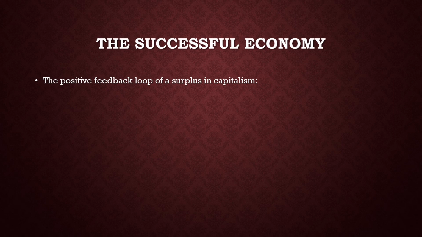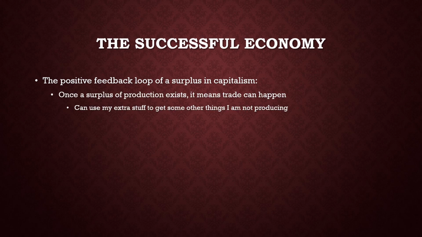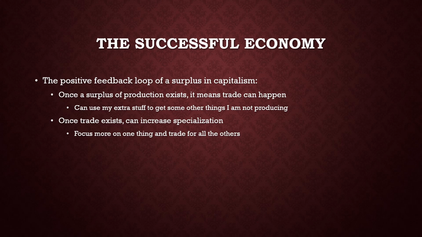All this is to say is that capitalism has created a positive feedback loop. Once a surplus of production exists, it means you can trade. You can use your extra stuff to get some stuff that you're not making, right? And once trading exists, that means I can get more specialized. I don't have to focus on making everything because I can really just focus on this one thing and make a lot of it and then use that to get the other items that I want.